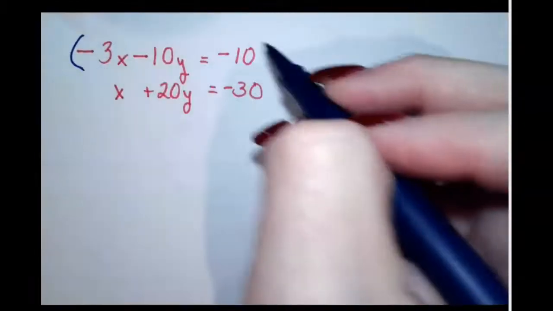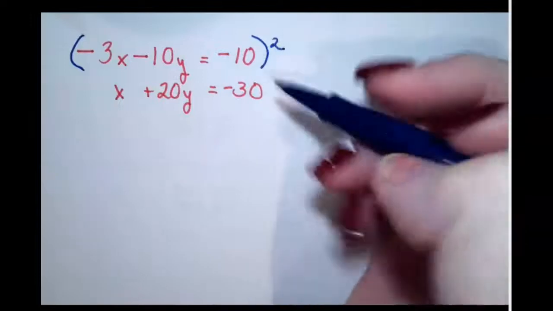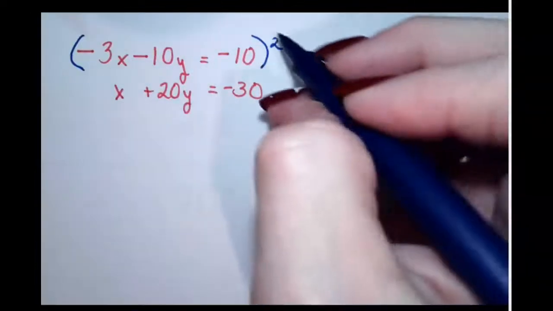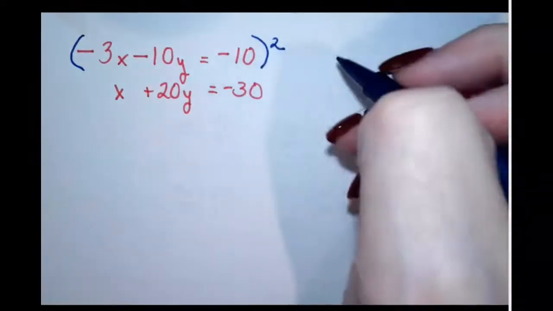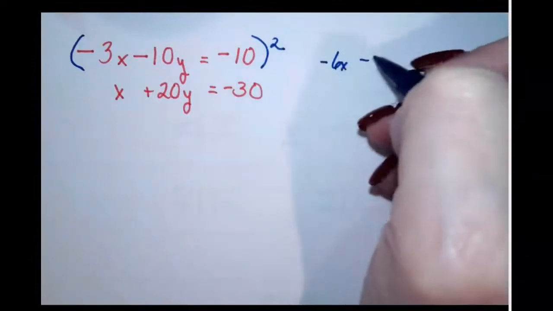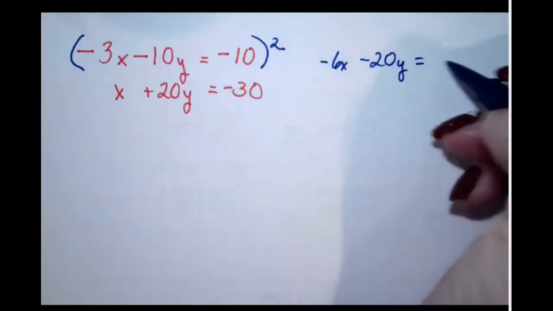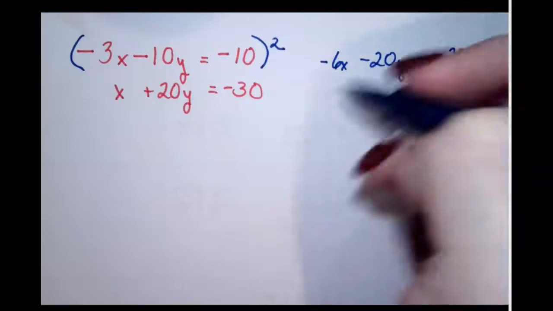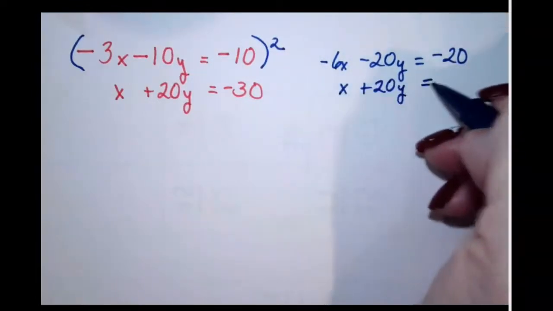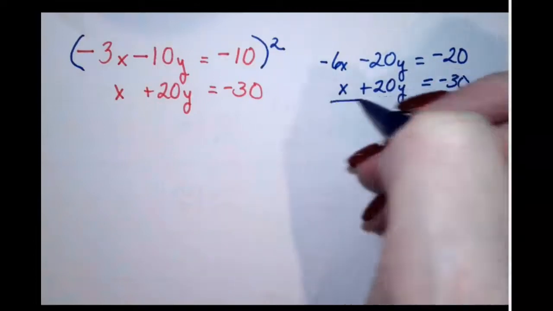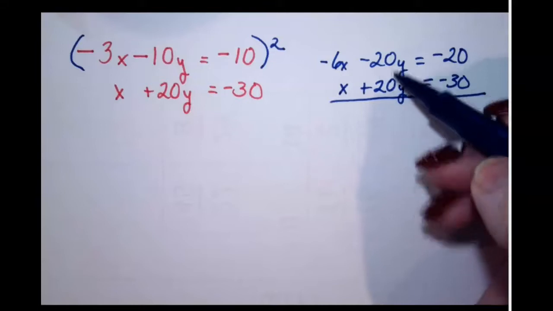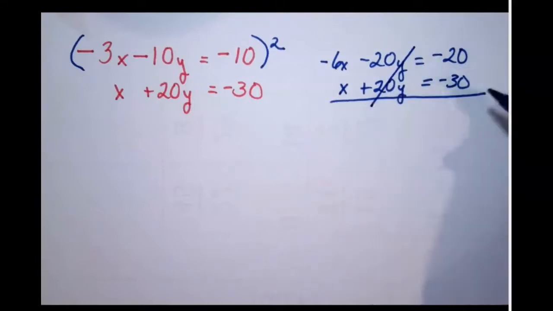So let's do 2. So we're going to multiply every little piece, because that doesn't hurt an equation, by 2. So negative 3 times 2, that's negative 6x. Negative 20y equals negative 20. And we don't have to do anything to this one. We just write it down. And now, when we add them together, a negative 20 and a positive 20 makes a 0.